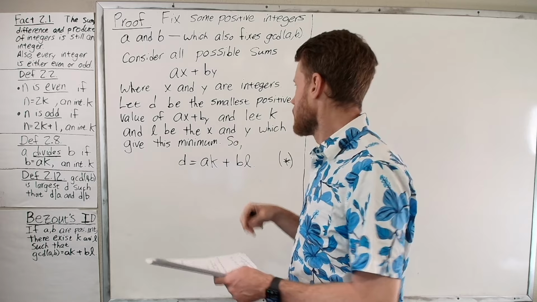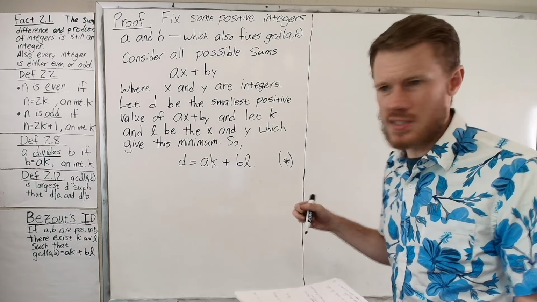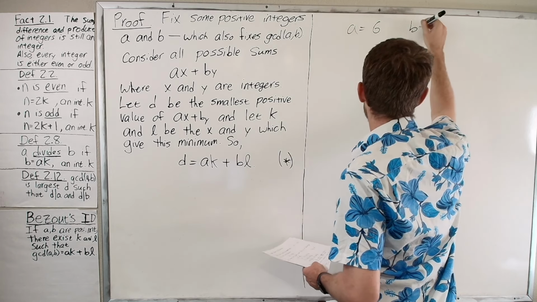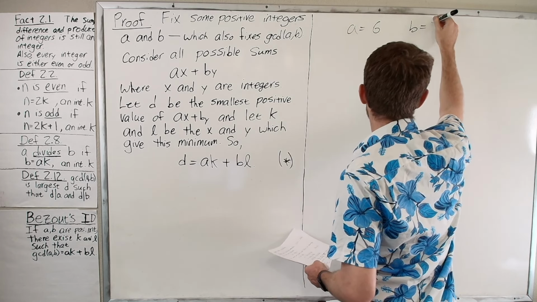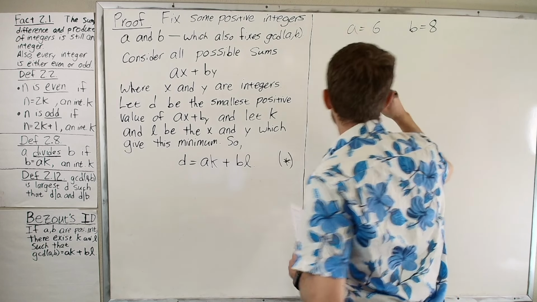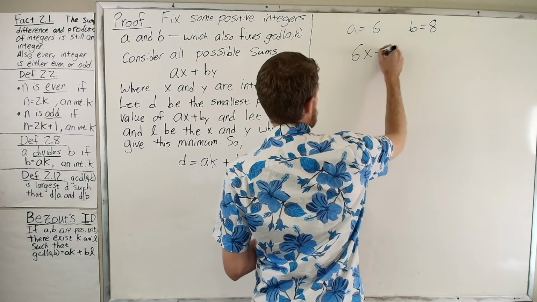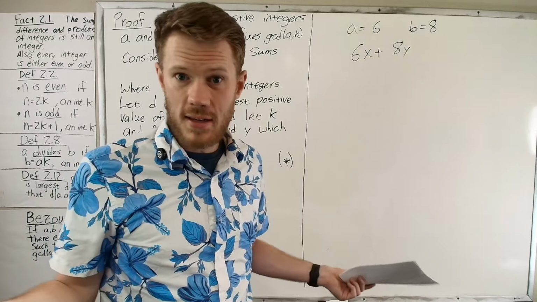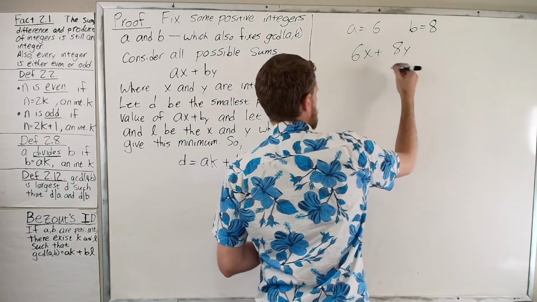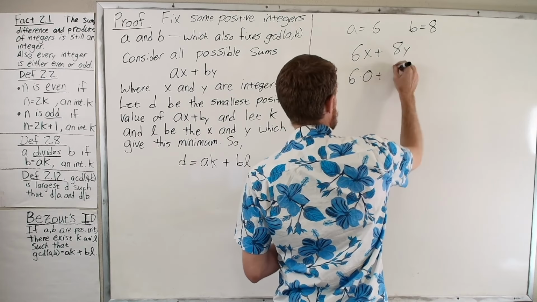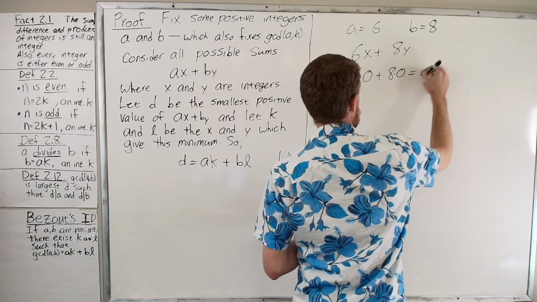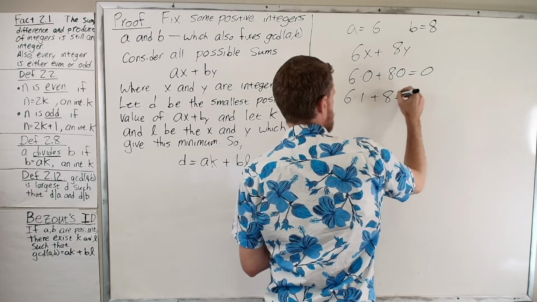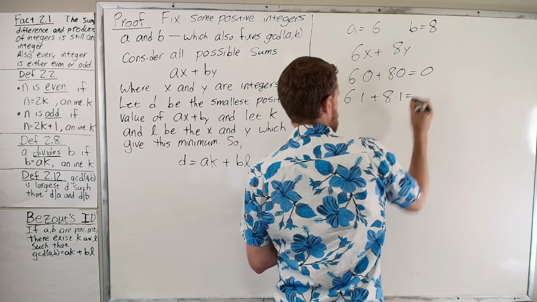And then among those possible values, maybe I'll do an example off to the side. Let's do A equals 6 and B equals 8. So let's look at all possible values of 6x plus 8y. X and Y can be any integers. If they're both 0, you get 0 out. So 6 times 0 plus 8 times 0 equals 0. Okay, what else can you get? 6 times 1 plus 8 times 1 is 14.